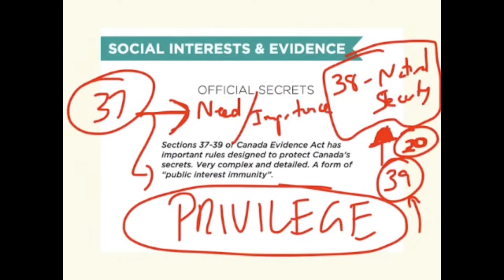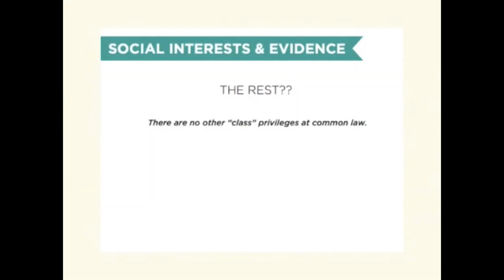And there are some important procedural provisions that talk about how this is going to take place. This is obviously a very, very concise overview, but I want you to be aware of the fact that the official secrets rules in this country do prevent a lot of information from coming before the court quite properly. And that's it. There are no other class privileges. I've just told you all of them.